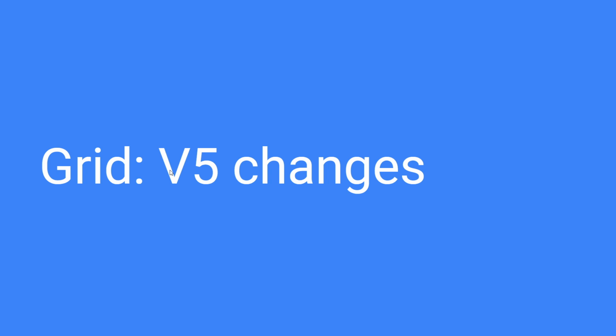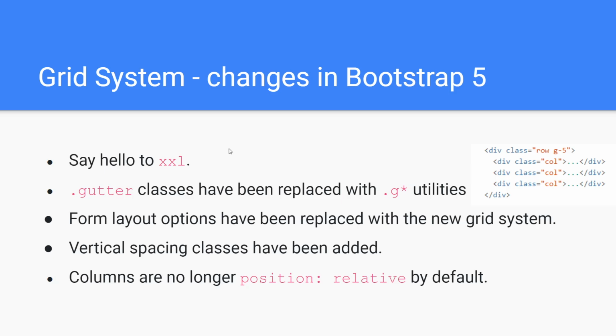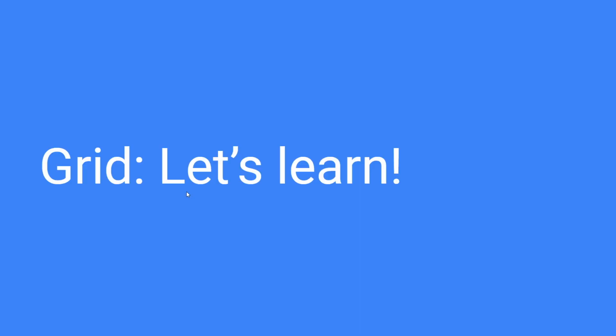Okay, so now let's quickly go through changes in grid from Bootstrap 4 to Bootstrap 5. Then again, we already said that there is a new extra large size introduced. There is this gutter class, which has been replaced with g-star, and we're gonna see how to use it just in a few seconds. And there are a few other changes, which we're gonna see right now.